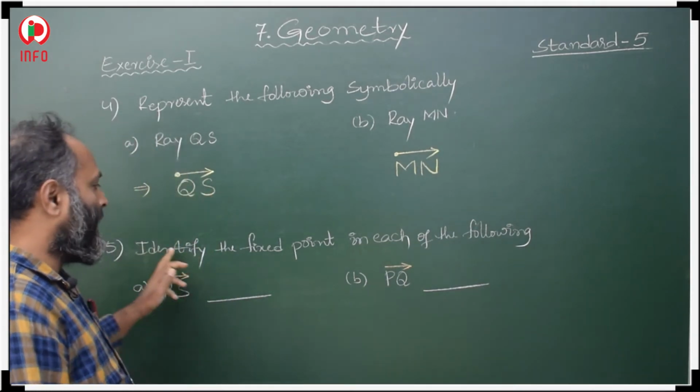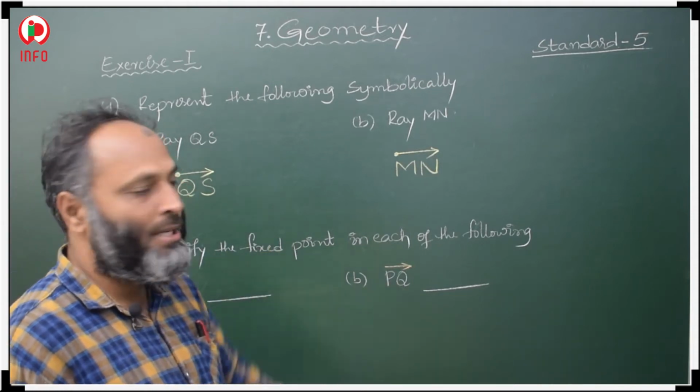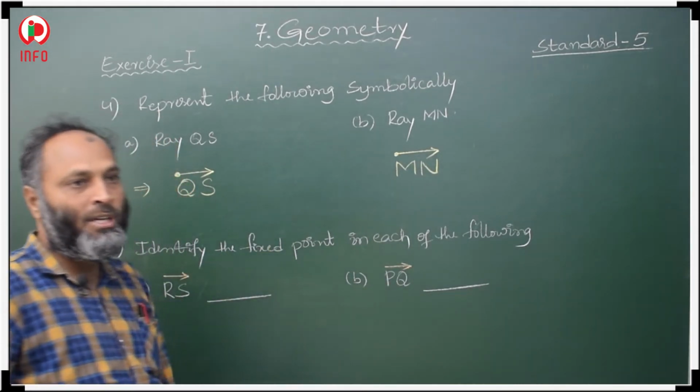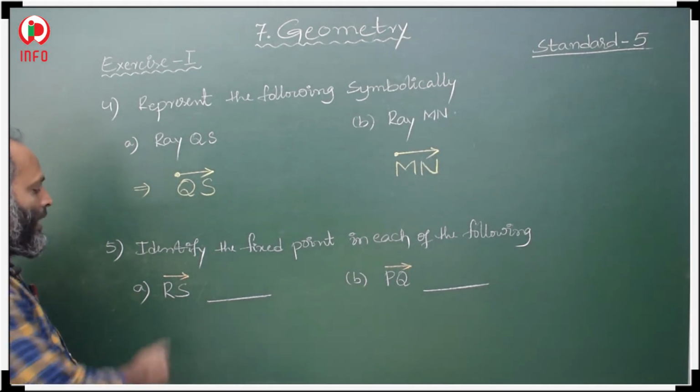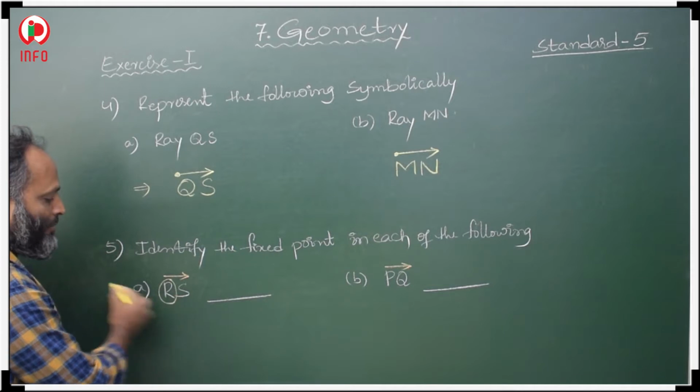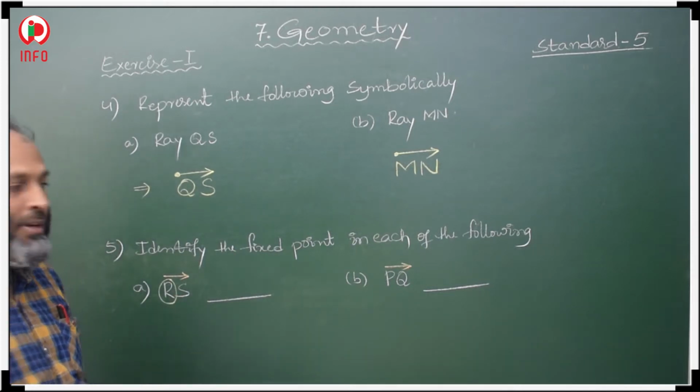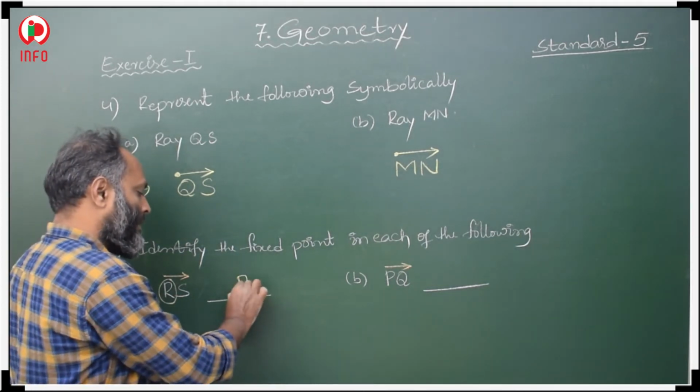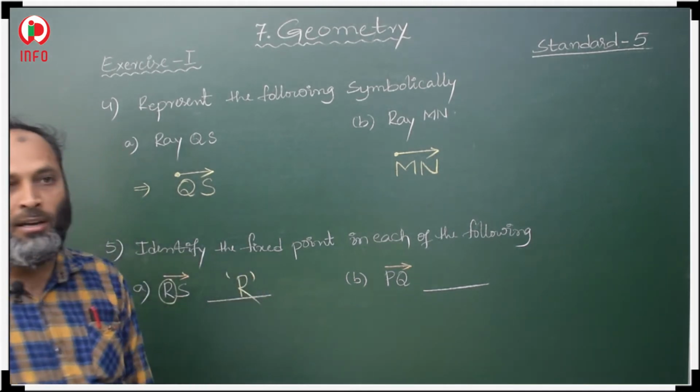Now identify the fixed point in each of the following. We have to tell the fixed point. In RS, what is the fixed point? The initial point is the fixed point. The initial point is R. The fixed point is R.